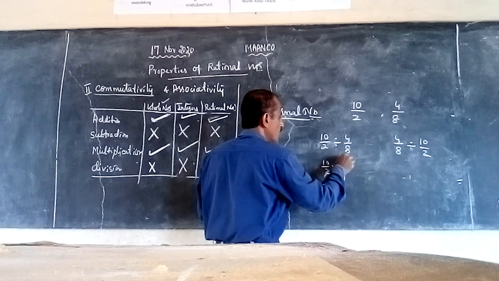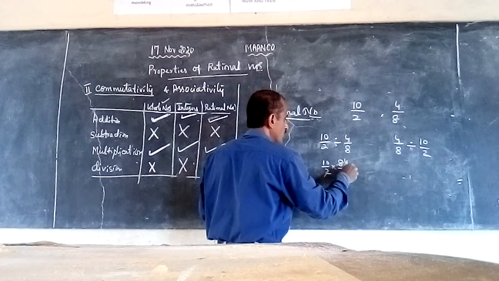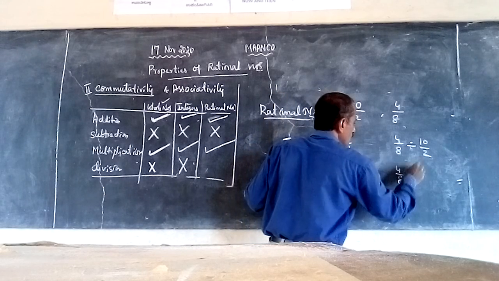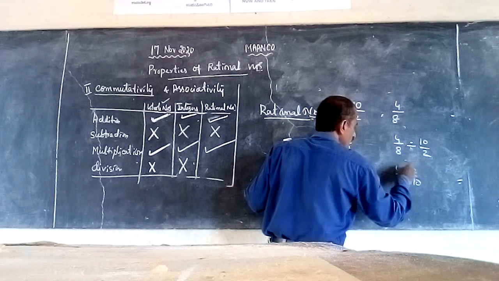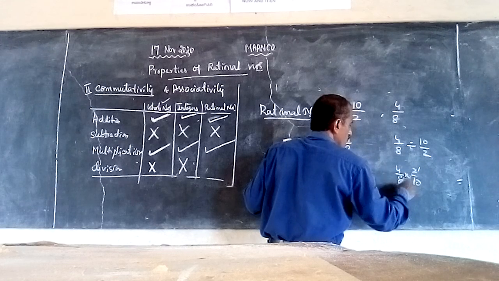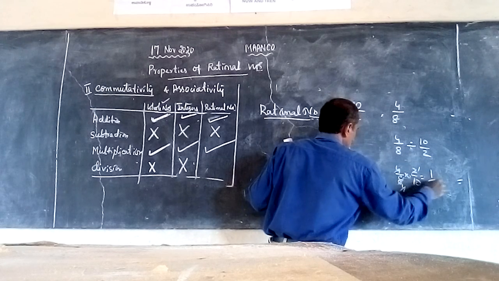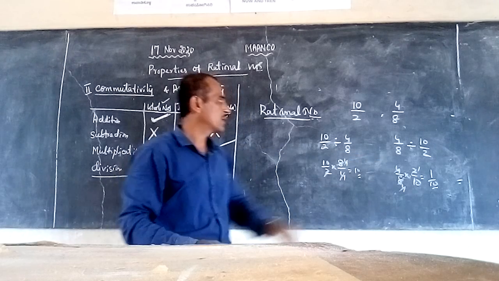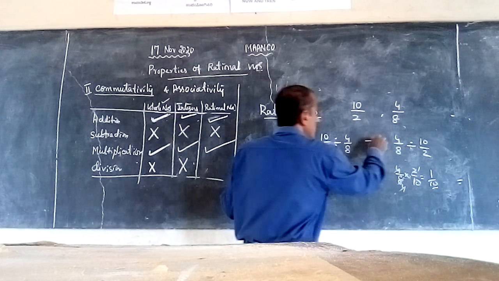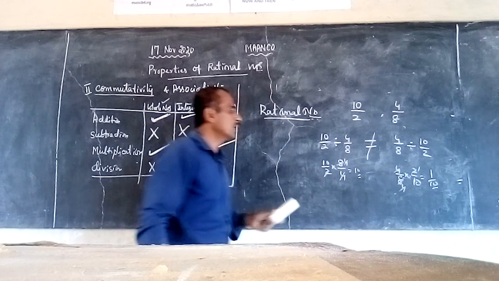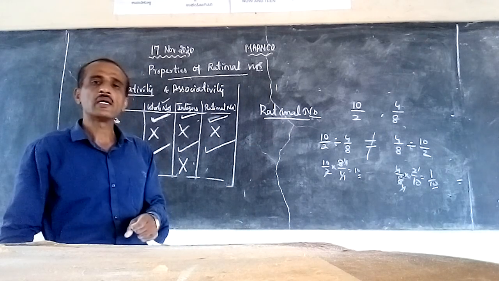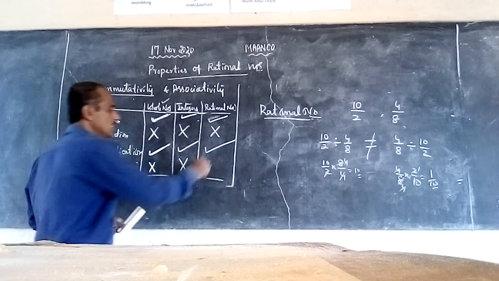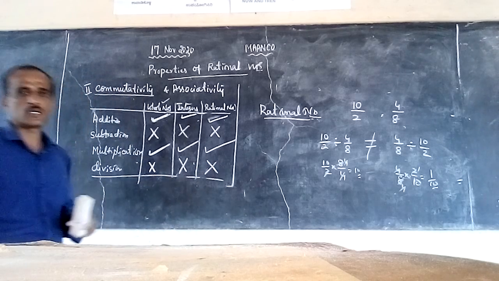2 ones are 2, 2 fours are 8, and 4 ones are 4. So 10 is the answer. Here, 4 by 8 into 2 by 10, here also we will get 2 ones are 2, 4 tens are 40, so the answer is 1 by 10. Here it is 10, there it is 1 by 10. Therefore we can say A divided by B is not equal to B divided by A. Therefore division is not commutative for rational numbers.